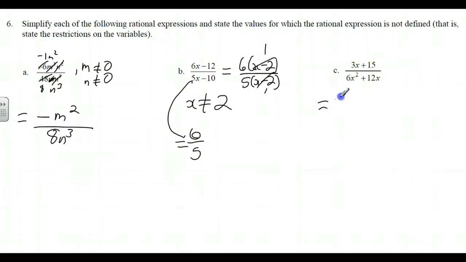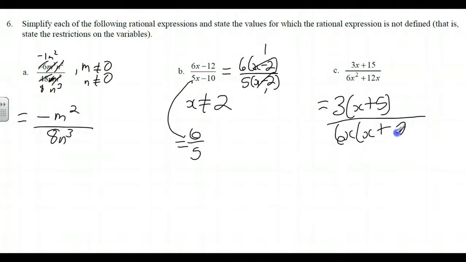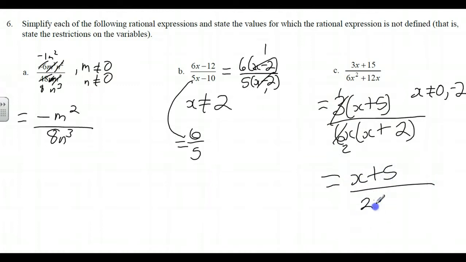Okay, factor 3, x plus 5. 2 terms with a plus sign, only factors with a common factor. 6x, x plus 2. So x cannot be 0 or -2, right? That comes from here. There is a little bit of canceling going on. And we end up with x plus 5 over 2x bracket x plus 2.